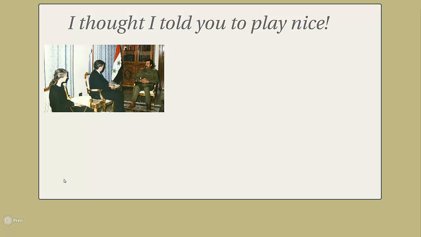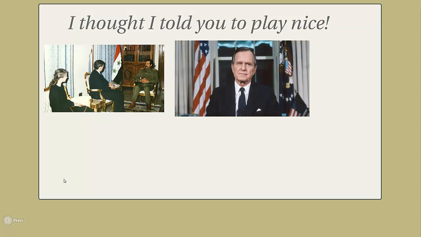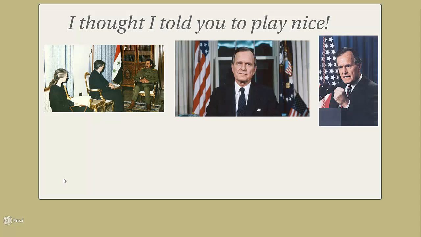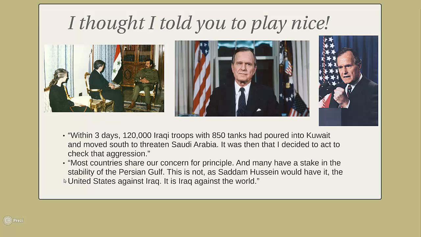However, as soon as Kuwait was invaded, President George H.W. Bush expressed his disdain for Hussein's decision. He said, "Within 3 days, 120,000 Iraqi troops with 850 tanks have poured into Kuwait and moved south to threaten Saudi Arabia. It was then that I decided to act to check that aggression." He also said, "Most countries share a concern for principle, and many have a stake in the stability of the Persian Gulf. This is not, as Saddam Hussein would have it, the United States against Iraq. It is Iraq against the world."